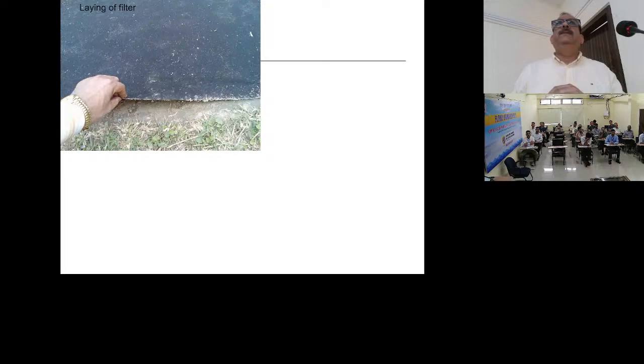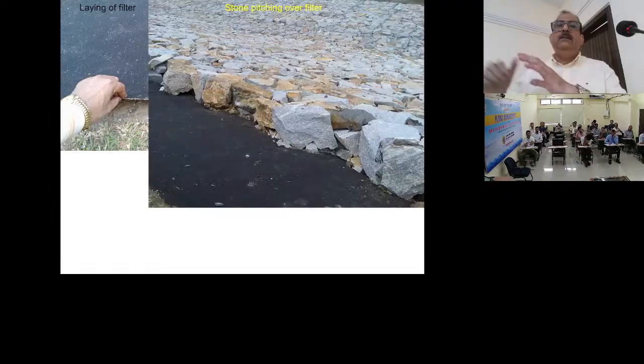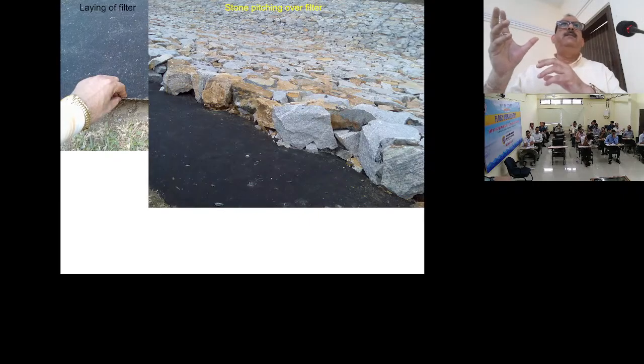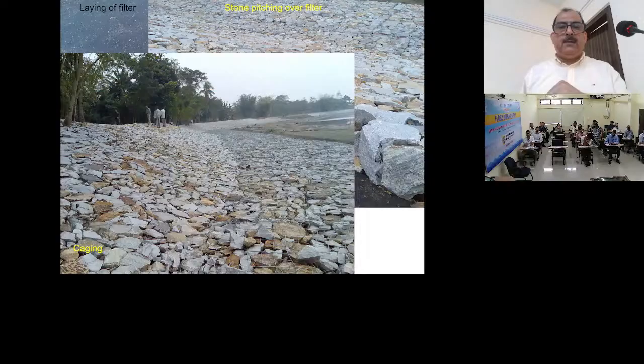Okay. First place this geotextile. Above this, you start pitching the stone. Now this stone, while designing, you will know how many layers, what should be the minimum weight. These things you have to calculate.